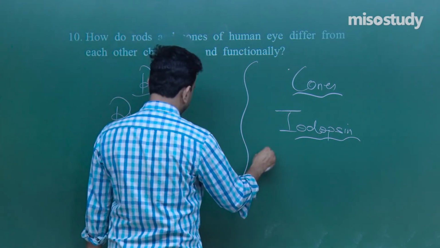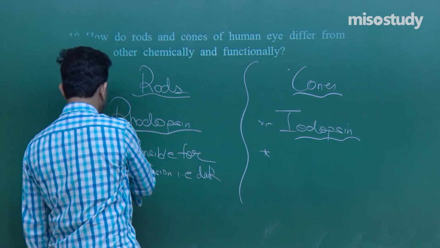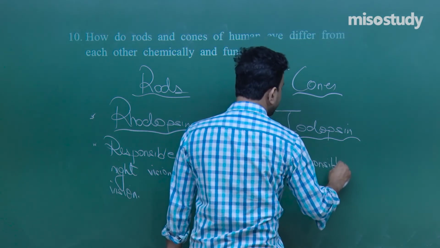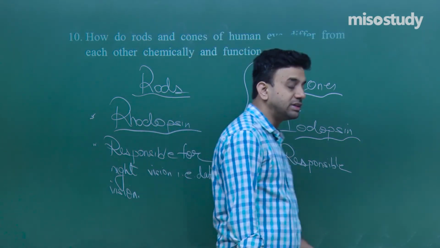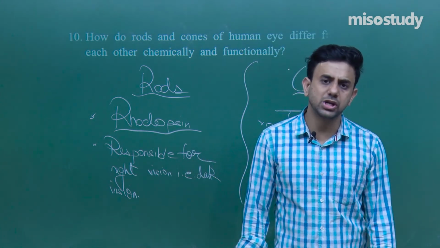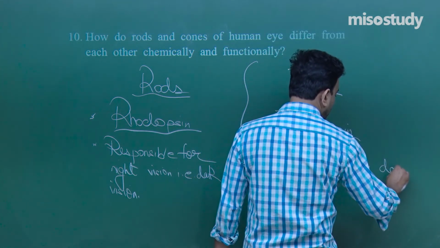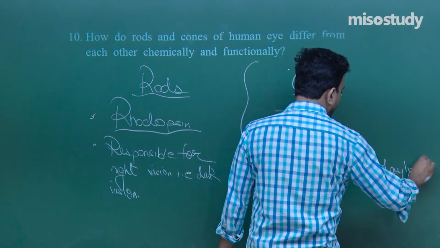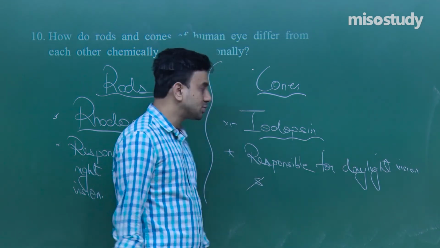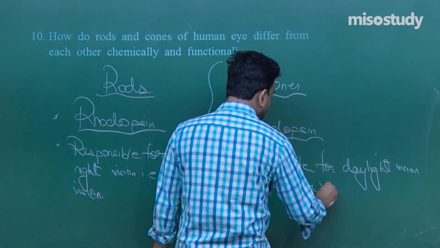and the cones are responsible for color vision. In the absence of the cones, color blindness will be seen. Color blindness can be checked later by the Ishihara cards and all that. They are responsible for daylight vision and color vision.